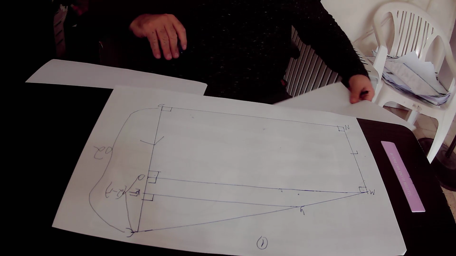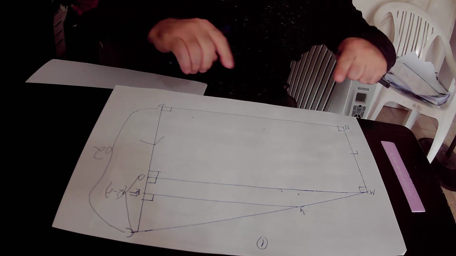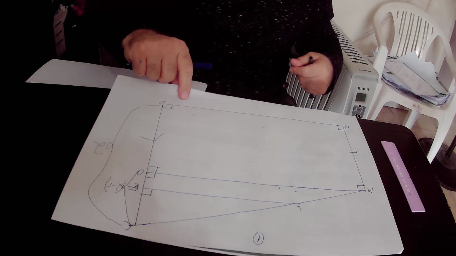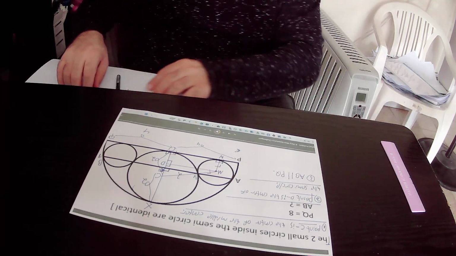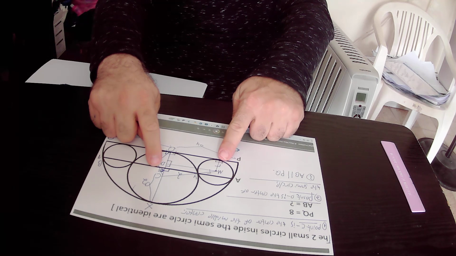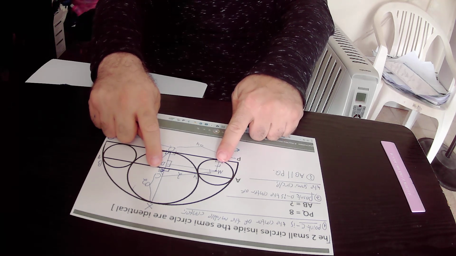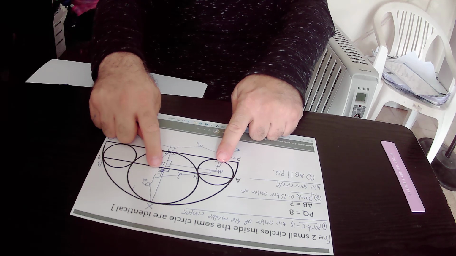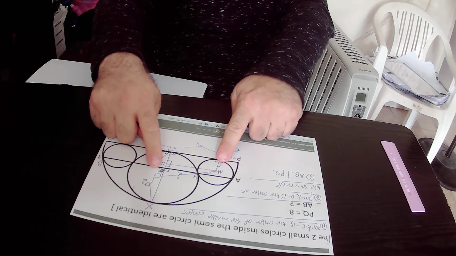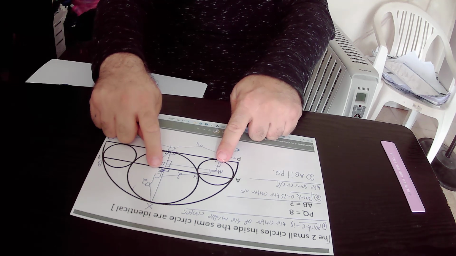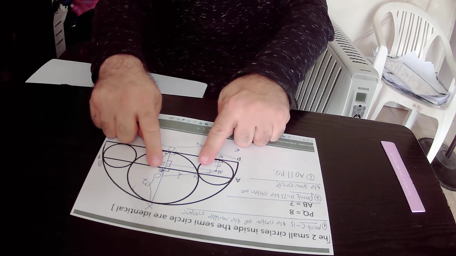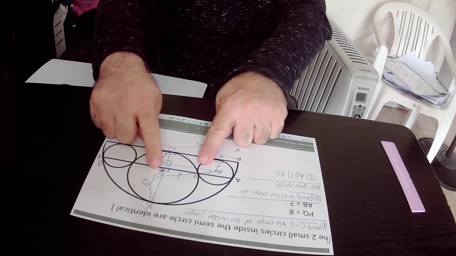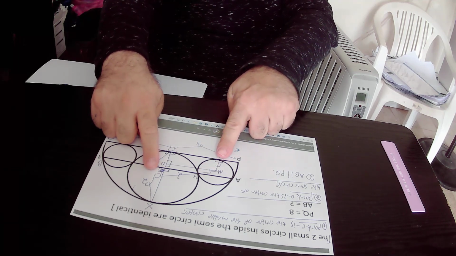And what is the value of MC? What is the value of MC? So you can see from this drawing, MC is actually the distance between the centers of the small circle and the middle circle. And the distance between the two centers is the sum of their radii. That is to say, it equals R, the radius of the small circle, plus 2, the radius of the middle circle. So in total, MC equals R plus 2.